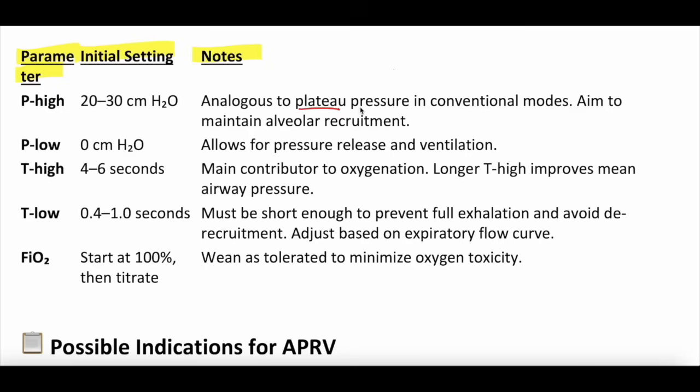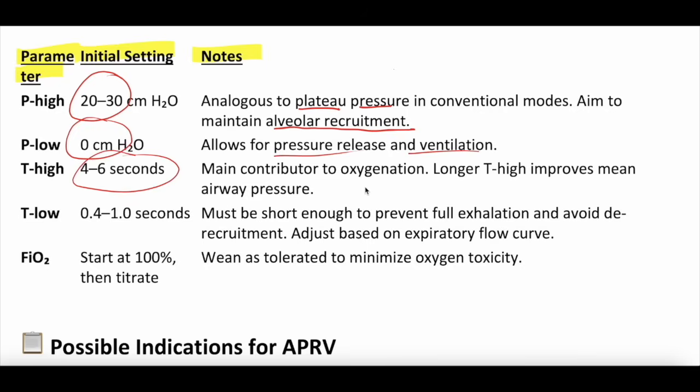You can think of this kind of like a plateau pressure in conventional modes. This is meant to maintain a degree of alveolar recruitment. It's an inspiratory pressure that you're setting, the highest pressure that the patient's alveoli will feel. So usually 20 to 30 centimeters of water is a typical starting P high. And then the P low tends to be started at 0 centimeters of water. This allows for that pressure release, going from a high inspiratory pressure down to a low one, to help them blow off tidal volume to ventilate and improve their carbon dioxide. The typical T high is 4 to 6 seconds.